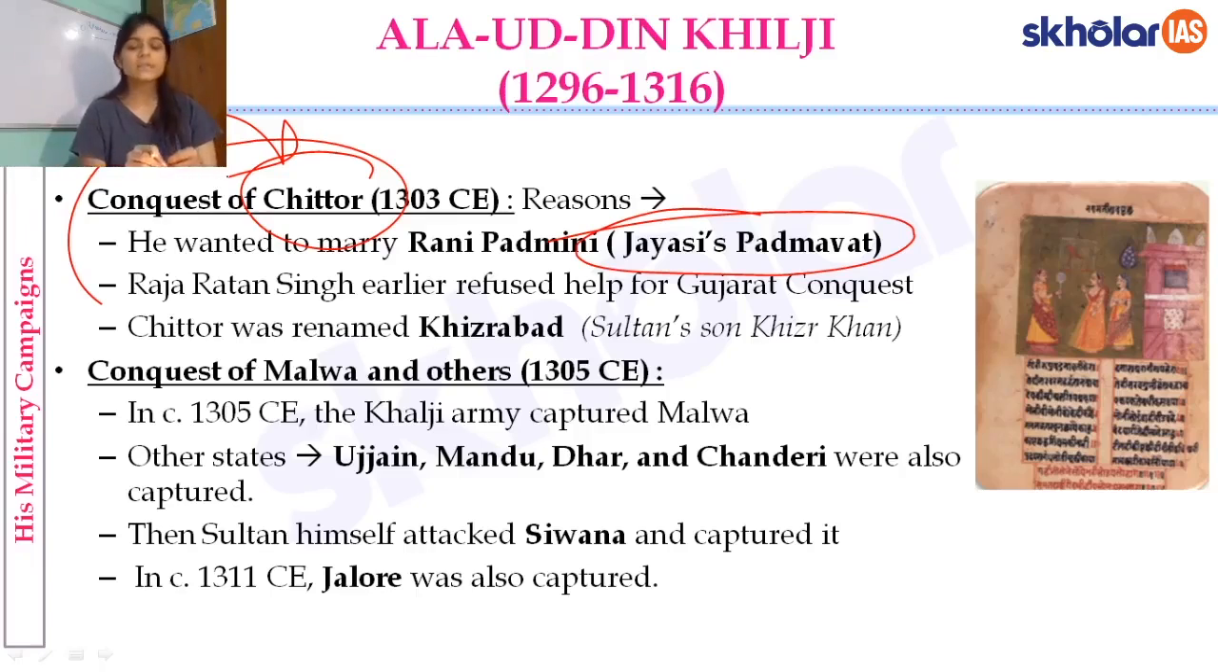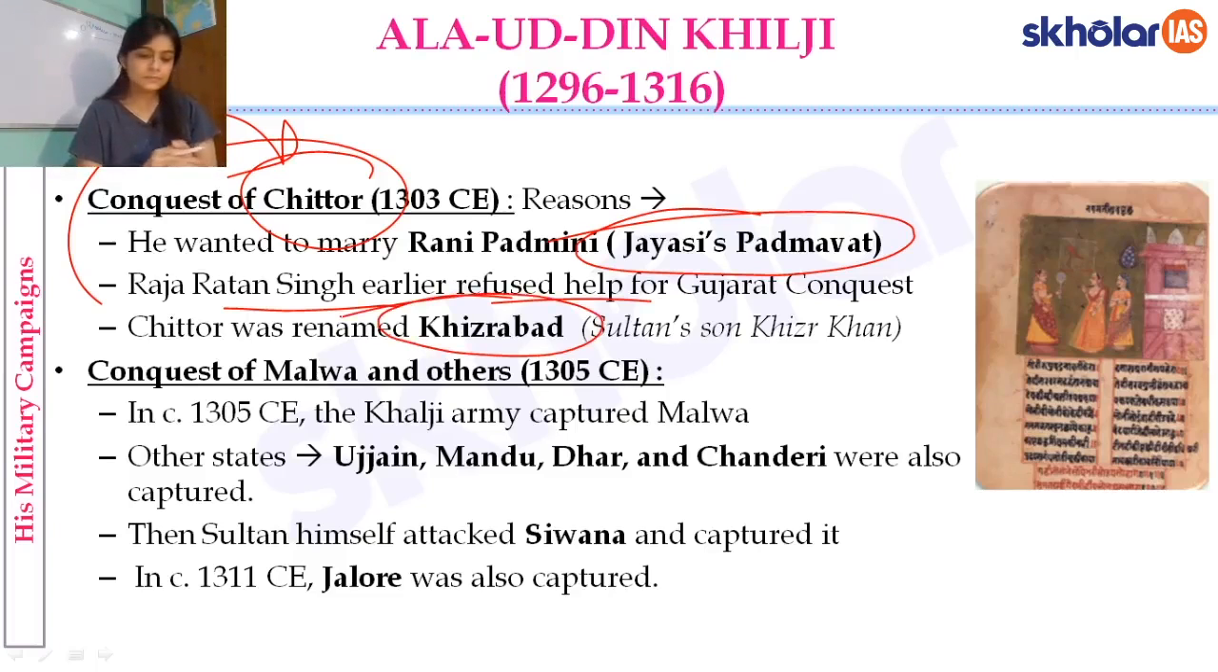There's another reason sometimes given, that Raja Ratan Singh had refused to help Alauddin when he had gone for the Gujarat conquest in 1299. That was the other reason. But ultimately, with these reasons, he did succeed in what he wanted to do. He was able to conquer Chittor as well, and Chittor was finally renamed Khizrabad. Khizr Khan was one of the sons of the Sultan, after whom he renamed the city of Chittor.